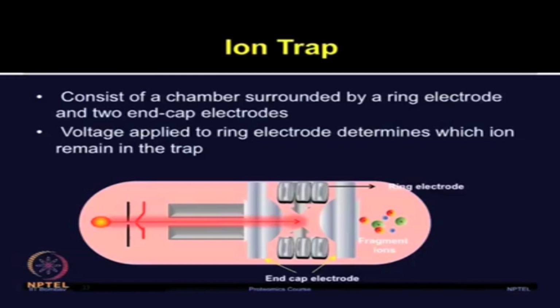The voltage applied to the ring electrode determines which ions remain inside the trap. So, ions above a threshold of m/z ratio remain inside the trap, and others can be ejected through a small hole. Theoretically, the ion trap can provide MSn analysis, and it can also provide a mass filter.